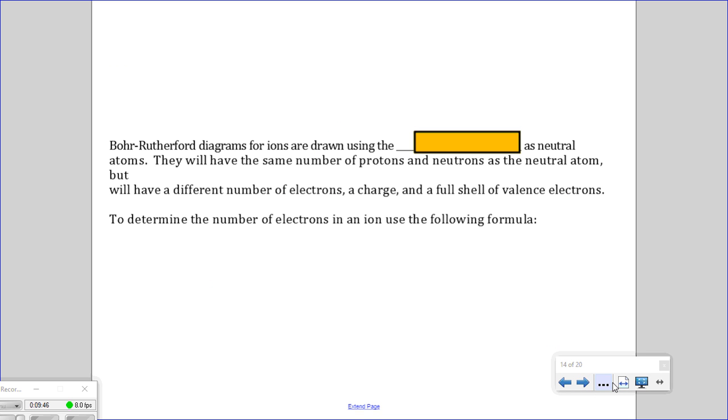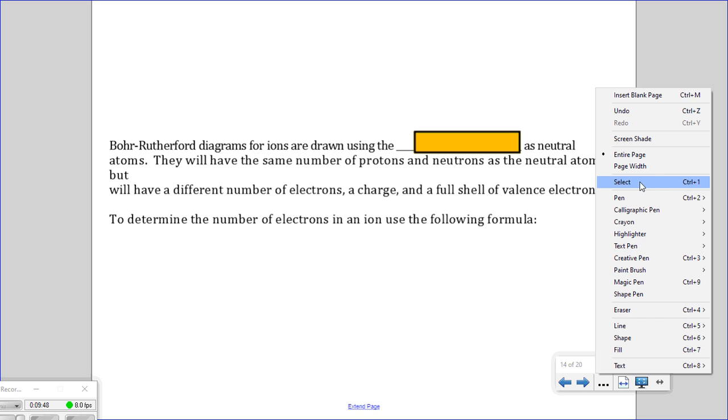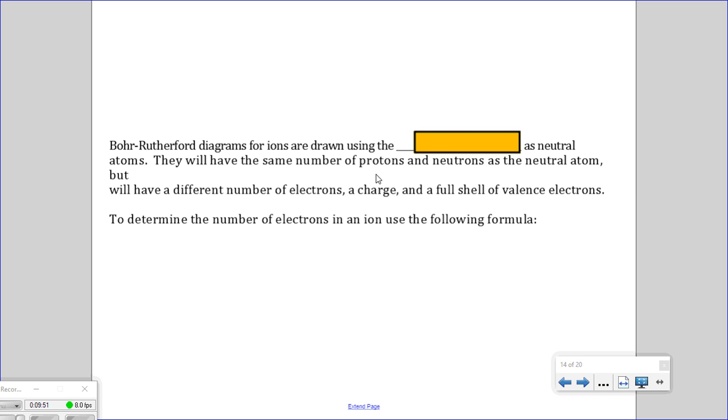So now, the Bohr-Rutherford diagrams for ions are drawn using the same rules as neutral atoms. The way we've been drawing Bohr-Rutherford diagrams, those same rules apply. They'll still have the same number of protons and neutrons as a neutral atom, but we'll have a different number of electrons. We'll have a charge and a full shell of valence electrons. So there are some slight differences in a Bohr-Rutherford diagram for an ion versus a neutral atom. Now, in an ion, to determine the number of electrons, we can use the following formula.